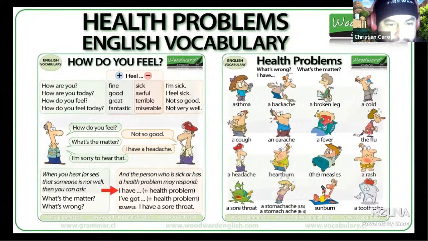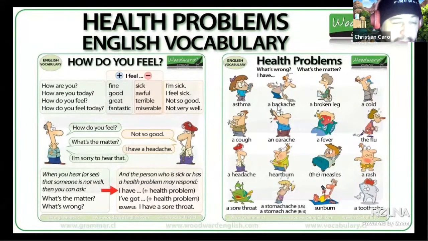And also we use feel: feel sick, I feel bad, feel terrible, feel awful. I got some symptoms, for example. You can say, I got a fever. I got, for example, problems to breathe and stuff like that.